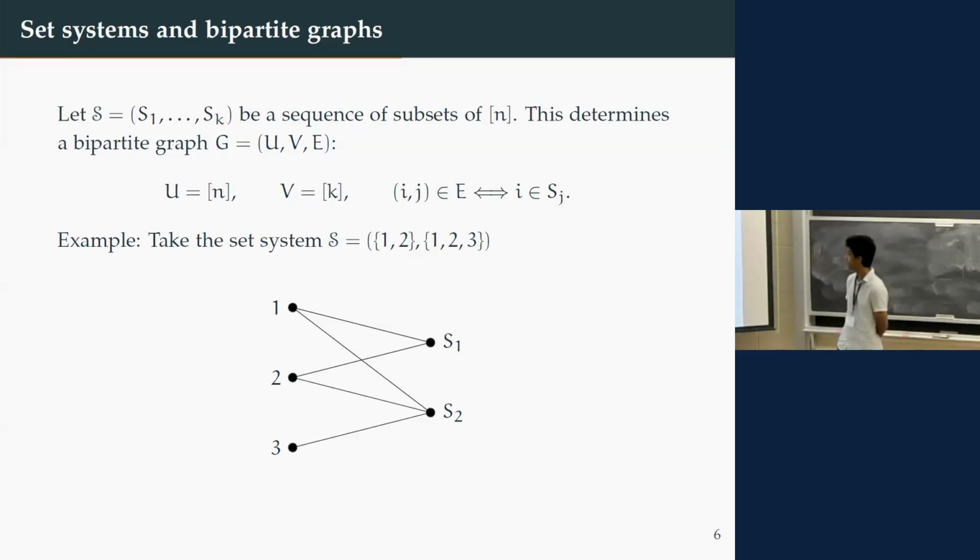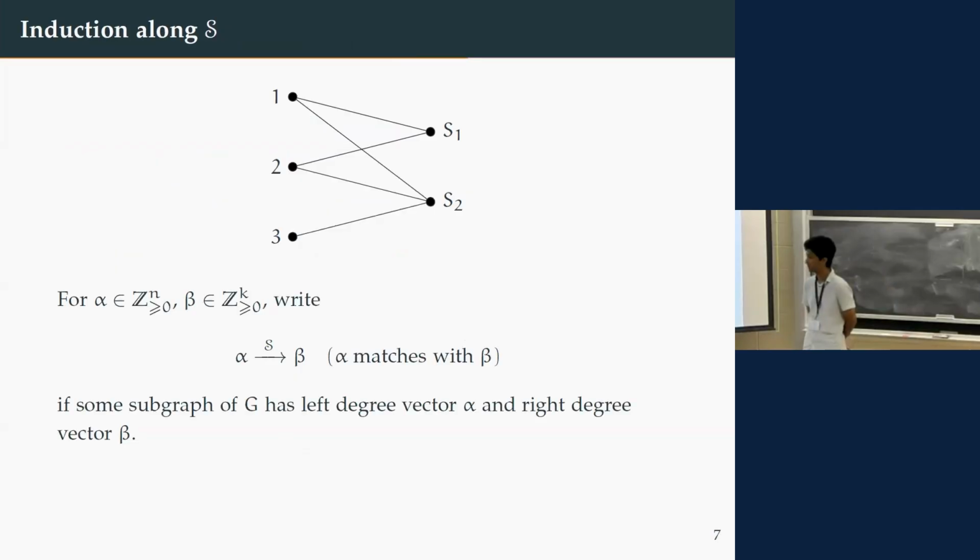Now, with the bipartite graph, we have a concept of matching. We say that alpha in N^k, where k is the number of vertices on the left, matches with beta in N^k, where k is the number of vertices on the right, if there exists some subgraph that has alpha as its left degree vector and beta as its right degree vector.